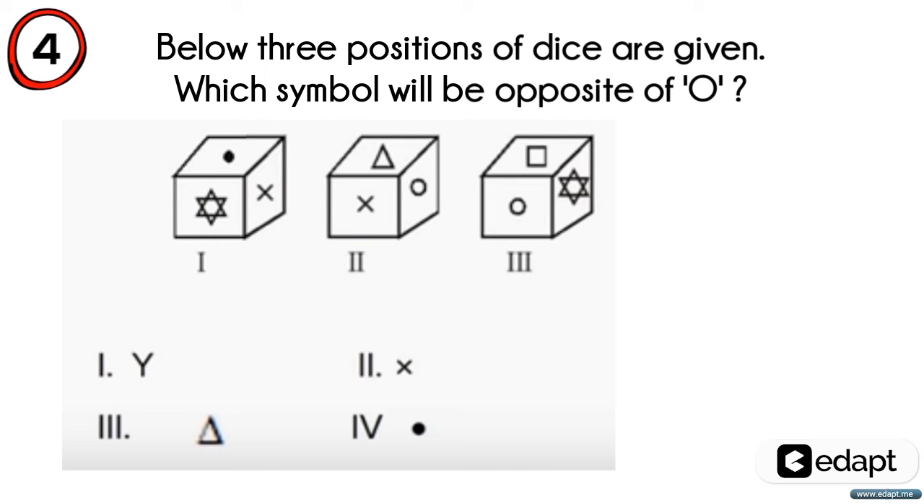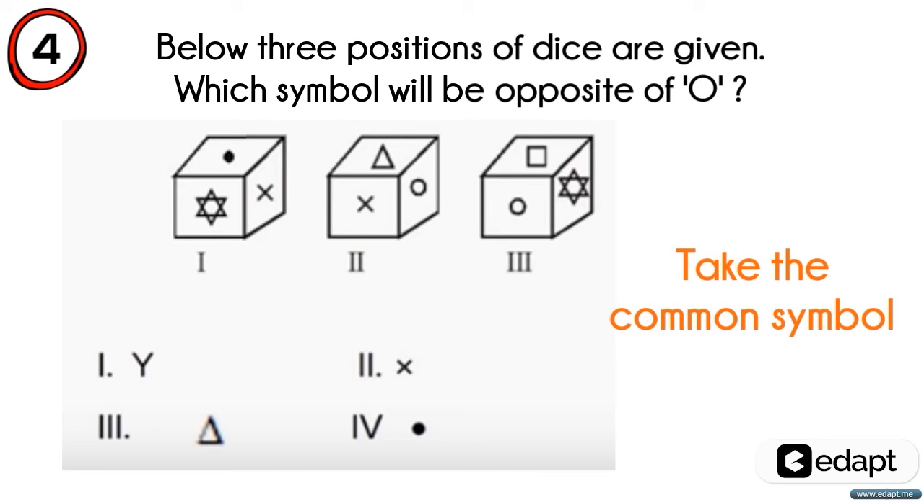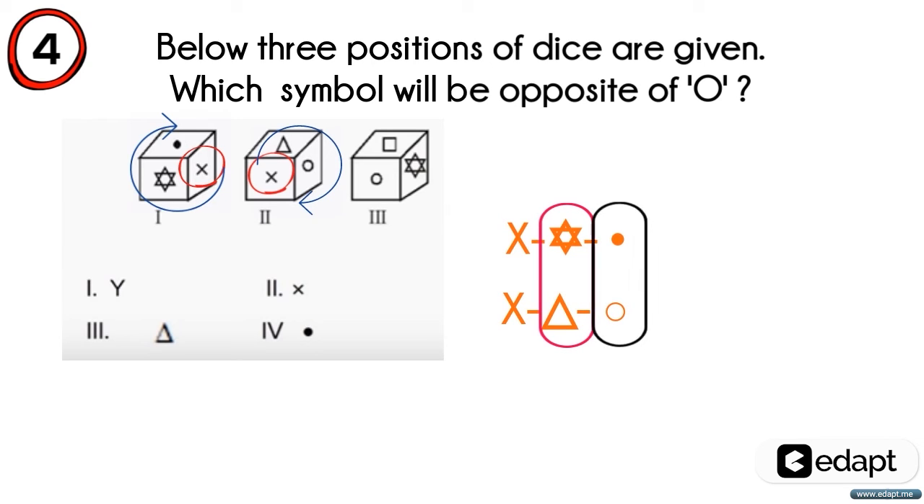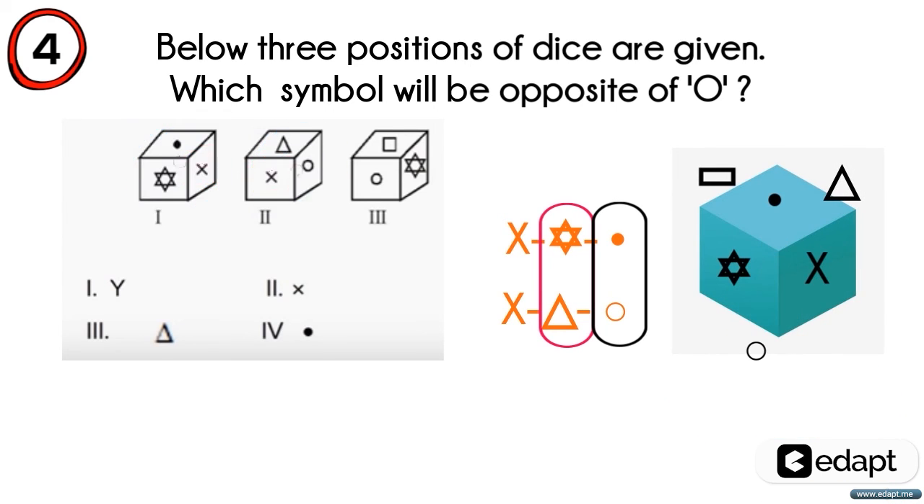So here, the trick is to take the common symbol from two figures, that is the cross symbol. It is present in both 1 and 2, and take the clockwise direction starting from the cross symbol. In both figures 1 and 2, we get like this. That is, triangle symbol is opposite to star and dot symbol is opposite to circle, and the cube will be like this. Here, the circle is opposite to the dot symbol. Hence, the answer is option 4. That is, dot comes opposite to circle.